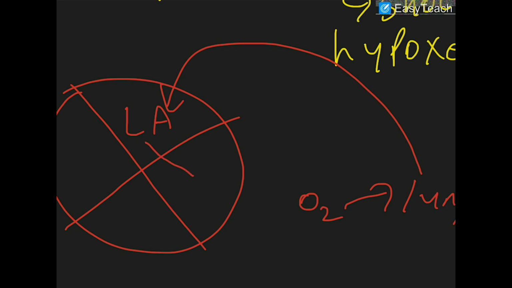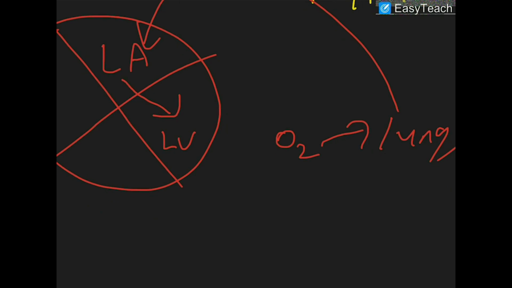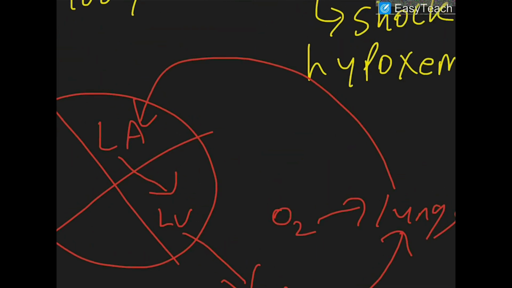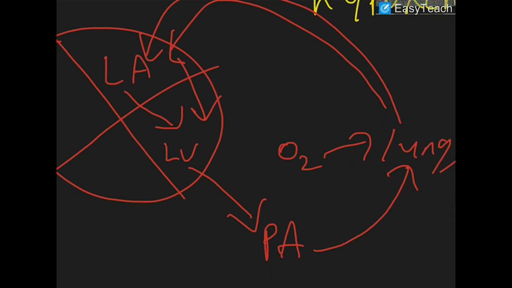Okay. Then from the left atrium, blood goes to the left ventricle, right? From the left ventricle, where does blood go to in this disease? To the pulmonary artery. Then, where does blood go from there? To the lungs, back to the left atrium, back to the left ventricle. And like we've discussed a lot of times already, that's its own independent oxygenated circuit.